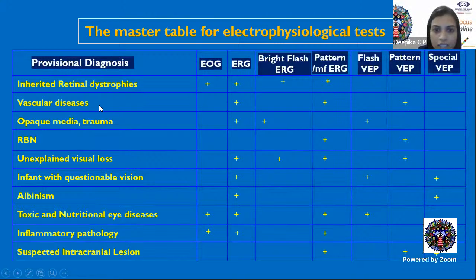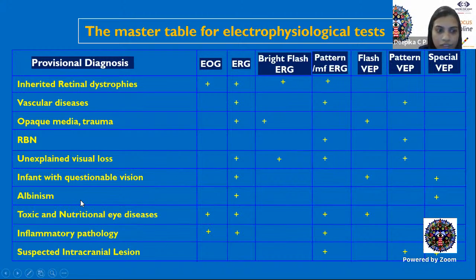In the vascular diseases, as highlighted, ERG, then pattern or multifocal ERG to know the amount of ischemia and also the macular function. In cases of opaque media or trauma, full field ERG along with bright flash ERG and flash VEP will help us. Retrobulbar neuritis, as shown by the case also, pattern or multifocal ERG and pattern VEP will help us. In unexplained visual loss, we saw one more case also: ERG, bright flash ERG, pattern or multifocal ERG and pattern VEP. An infant with questionable vision loss: ERG, flash VEP and sometimes special VEPs.